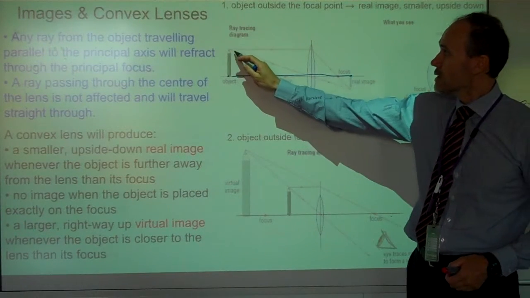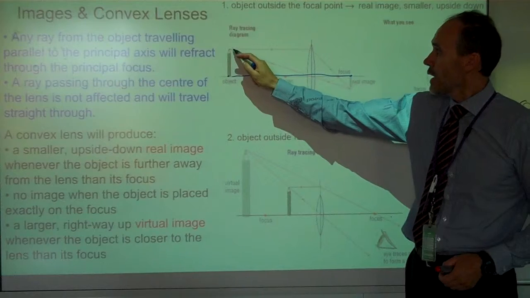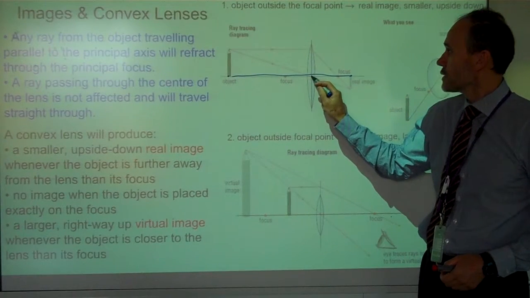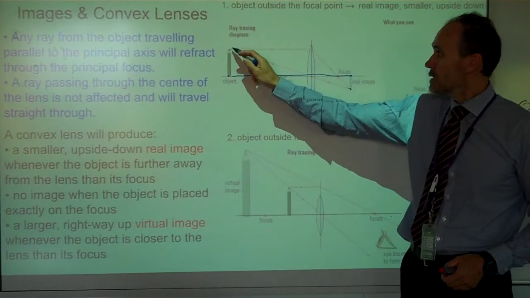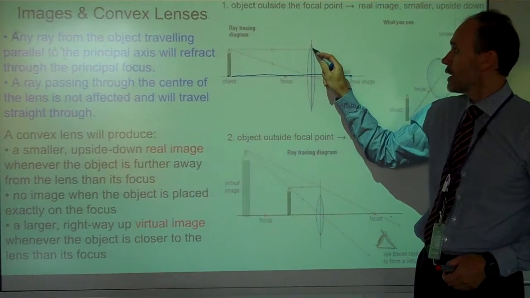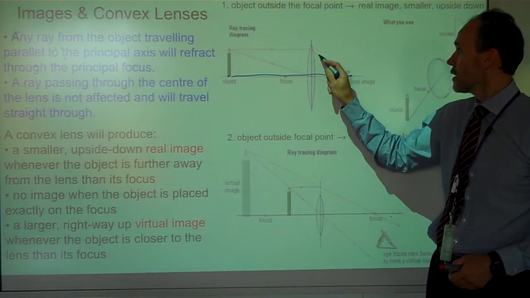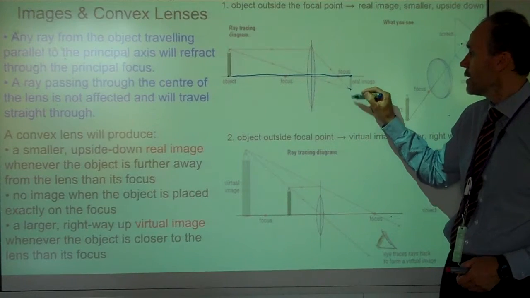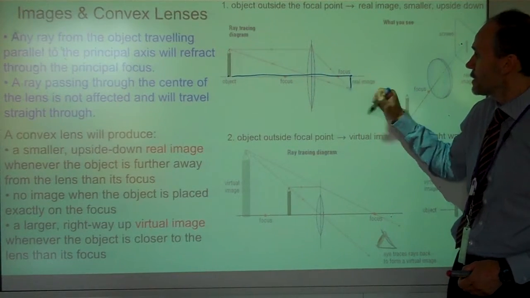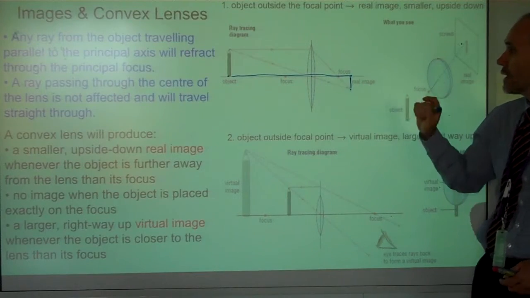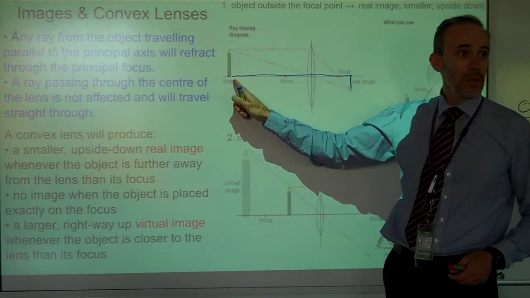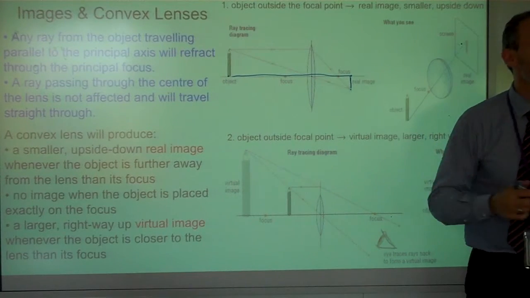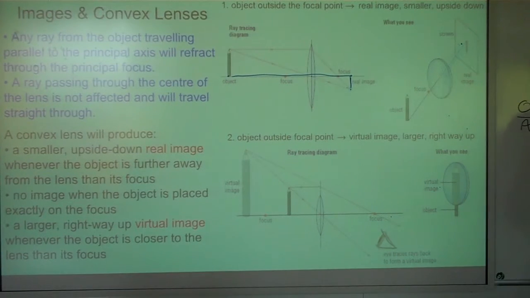Now, here is the pencil tip, and if it comes through the centre of the lens, it goes straight through, and there's the pencil tip. Here's the pencil tip again as a horizontal ray, and if it goes there, it'll go through the focal point and come out here. So that's where I'm drawing my pencil tip upside down, and the image is smaller. So when the object is outside the focal point, you get a smaller upside down image.